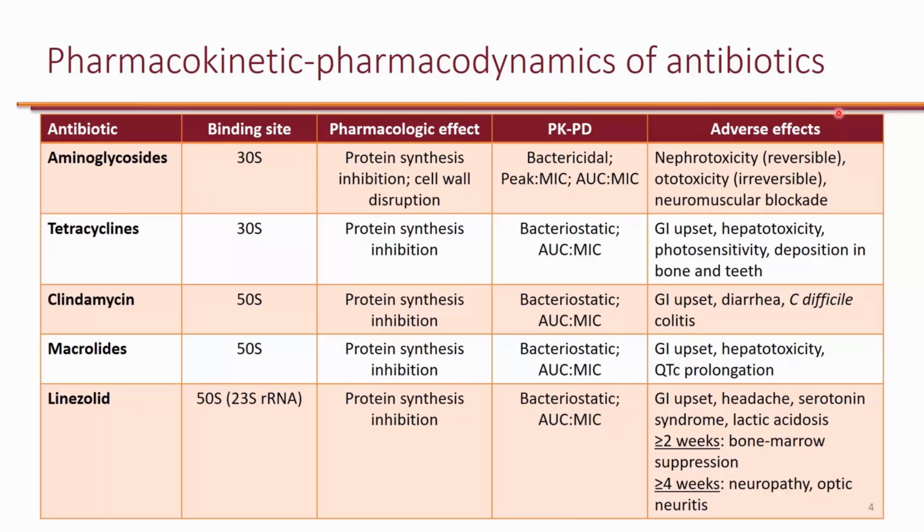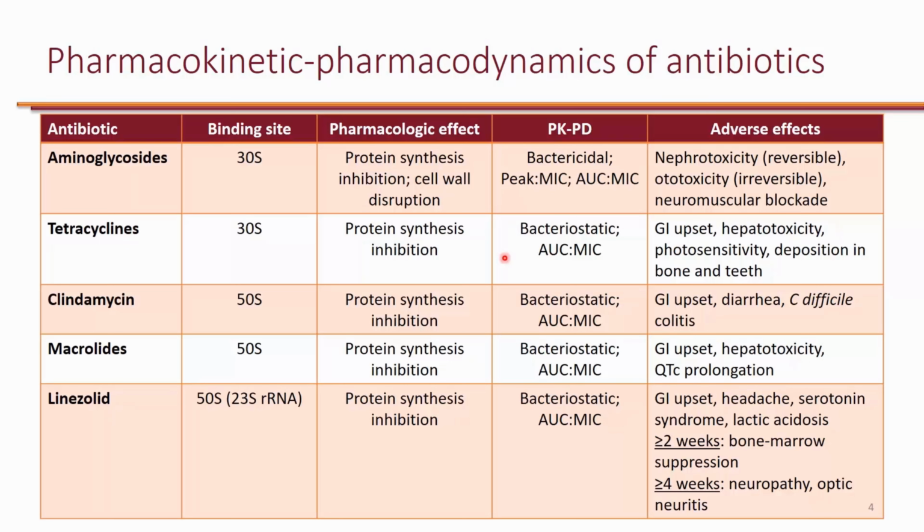Pay close attention to the adverse effects of these antibiotics. Aminoglycosides, for example, can cause nephrotoxicity, which is typically reversible. They can also cause ototoxicity, which is usually irreversible, and they can also rarely cause neuromuscular blockade. Keep in mind that aminoglycosides are not orally available, whereas the rest of these antibiotics listed in this table are orally available. These oral agents can cause gastrointestinal upset. They are also available as IV formulations.